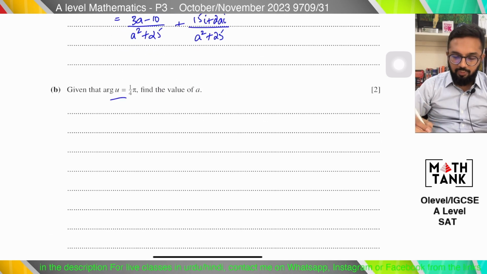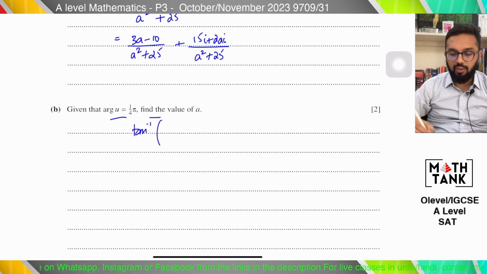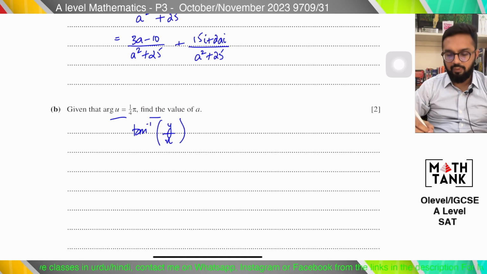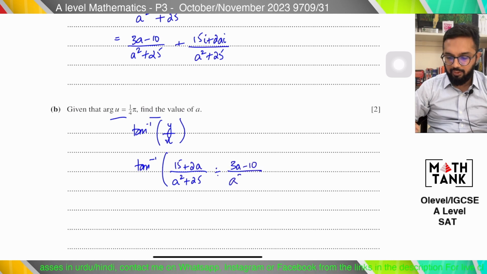Given that the argument of u is equal to pi over 4, find the value of a. So argument is basically tan inverse of y over x. It's telling me that it's in the first quadrant, so I don't need to worry about negatives and positives. So tan inverse of 15 plus 2a over a squared plus 25 divided by 3a minus 10 over a squared plus 25 is pi over 4.